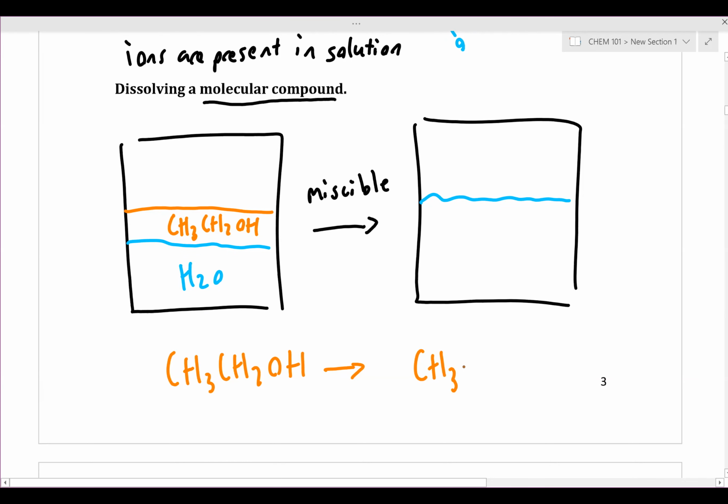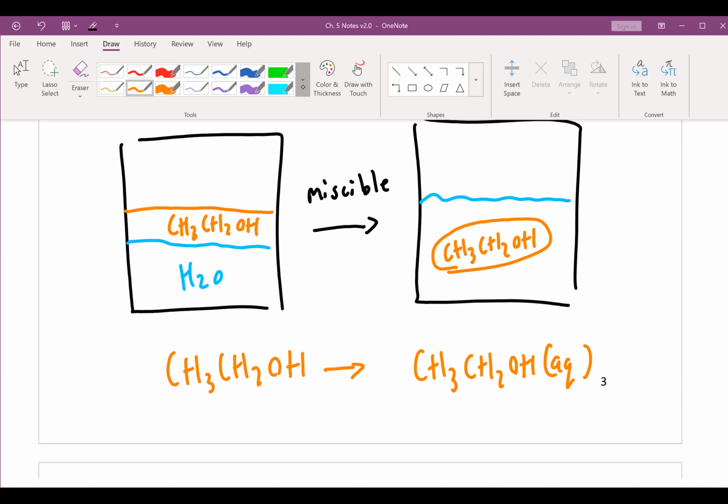Okay. So once it dissolves, it's going to have what state symbol? What symbol do we use to indicate that this compound is dissolved in water? Aqueous, exactly. And the key feature of covalent compounds that are soluble in water is that in solution, do we have molecules or ions? Molecules. So the key feature of molecular compounds is that we have molecules in solution.